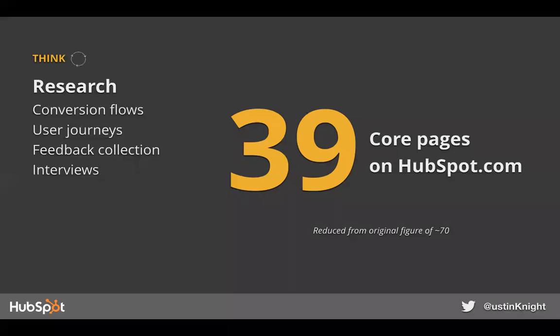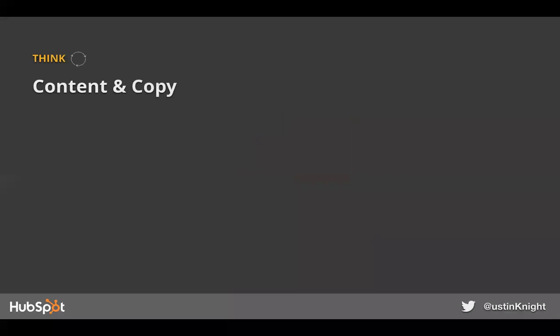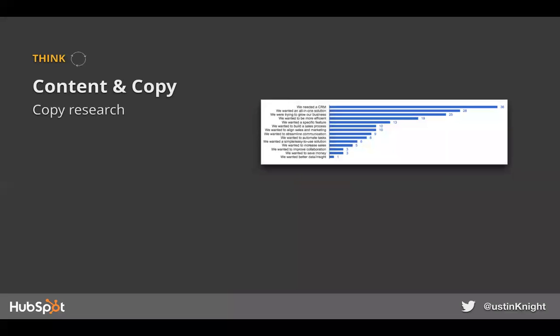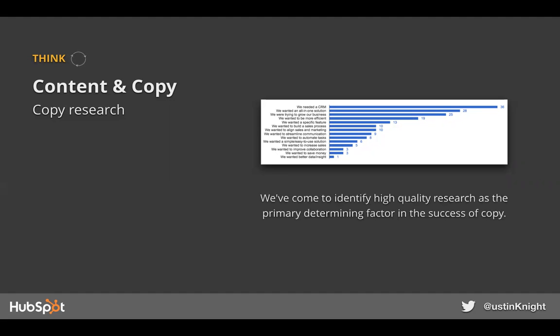Once we had this identified, we then moved into content and copy and producing the content that would actually be populating these designs. So this began with research. Weirdly enough, even though we went through that whole research process that you just saw, we were not done with copy-related research. There was still a lot more poking that we could do into the copy, and we wanted to figure out what messages were going to resonate the most with our users and our customers. And what we've really found is that high quality research is really the primary determining factor in the success of copy. This is a little unintuitive.